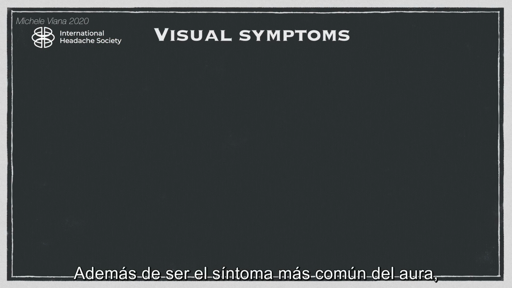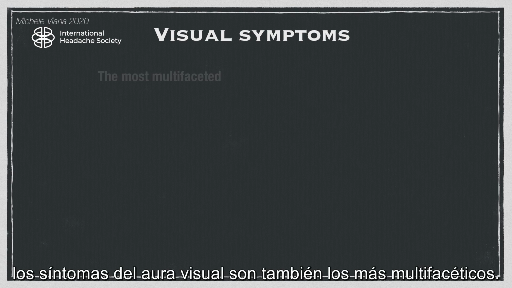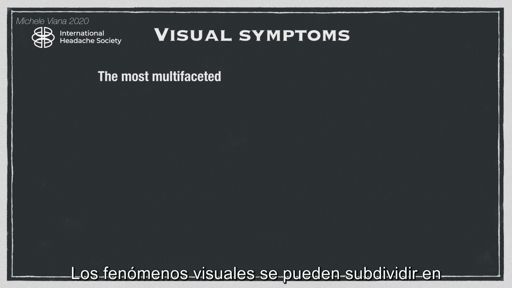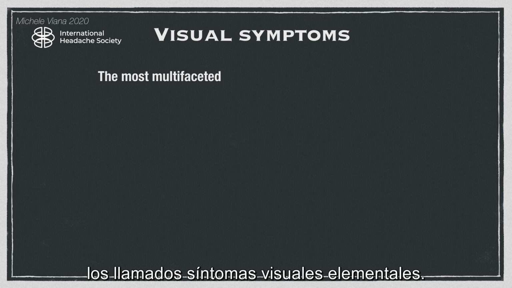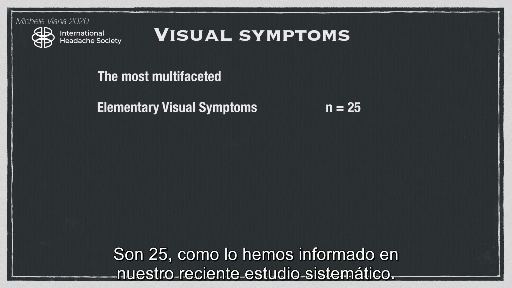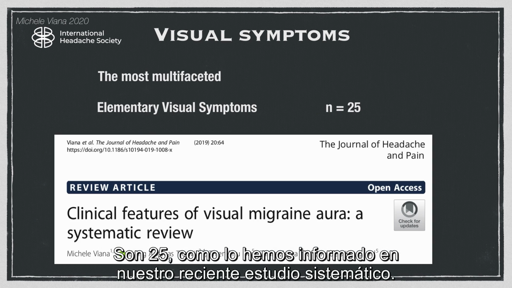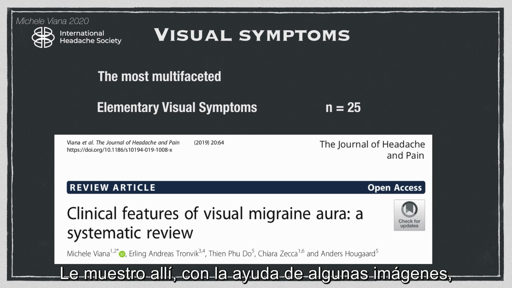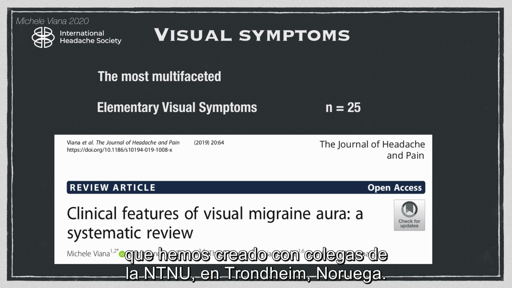In addition to being the most common aura symptoms, visual aura symptoms are also the most multifaceted. Visual phenomena can be subdivided into so-called elementary visual symptoms. These are 25, as we have reported in a recent systematic review. I show you them with the help of some images I created with colleagues of NTNU Trondheim, Norway.